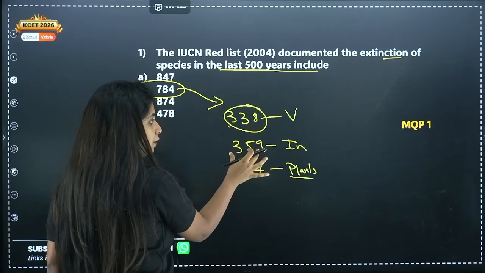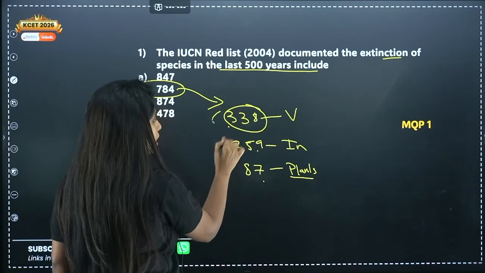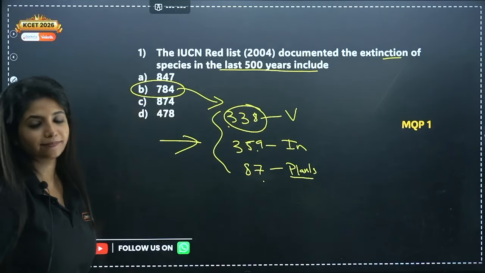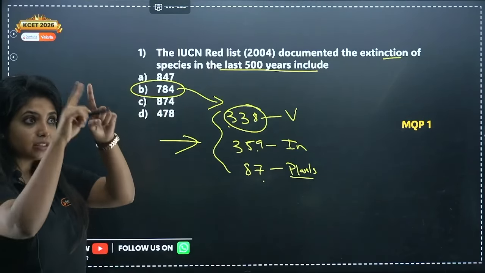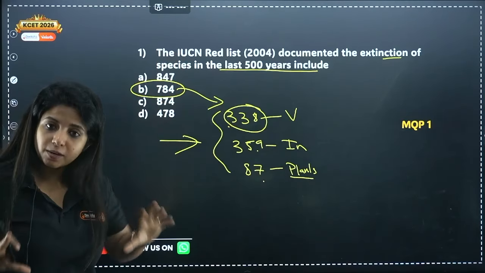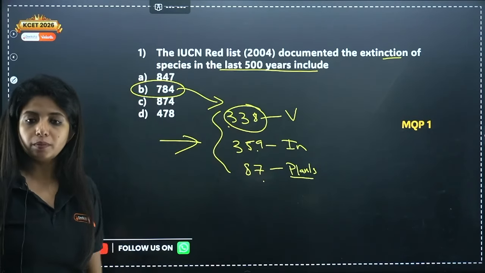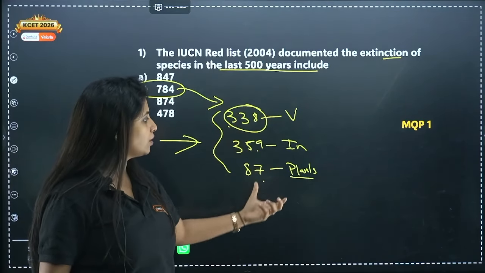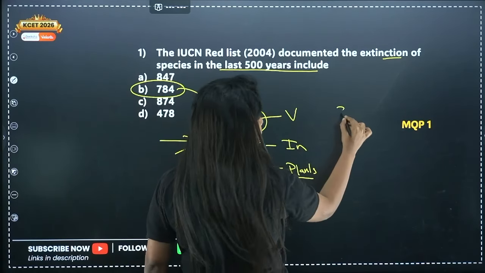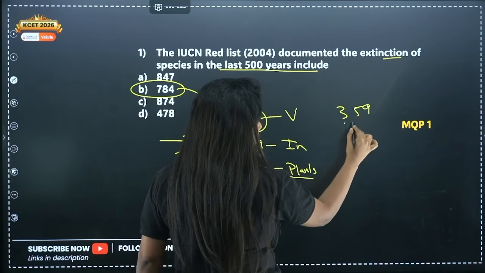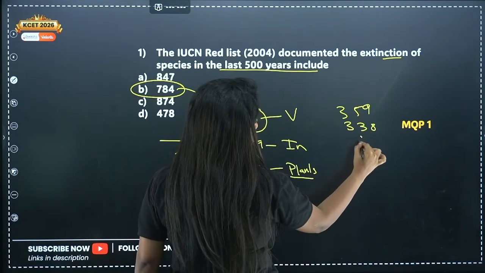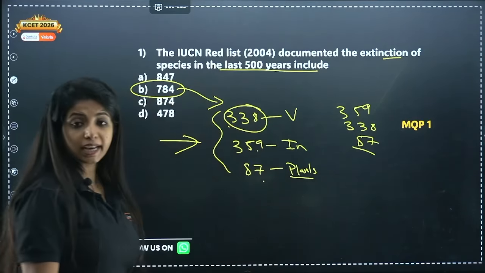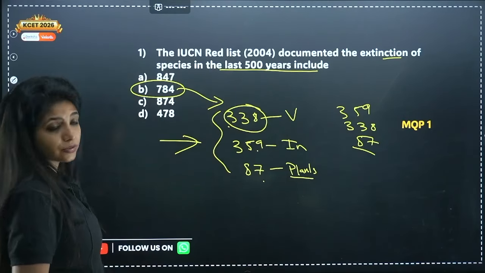338 vertebrates, 359 invertebrates, 87 plants. This can also be a question. If you have seen the pie chart, you know vertebrates, invertebrates and plants are given in the same order, so you can remember. Initially invertebrates are given, but over here you can change the order anyway. In that case, invertebrates are the highest, then vertebrates, and then plants. Extinction has happened for all these organisms.